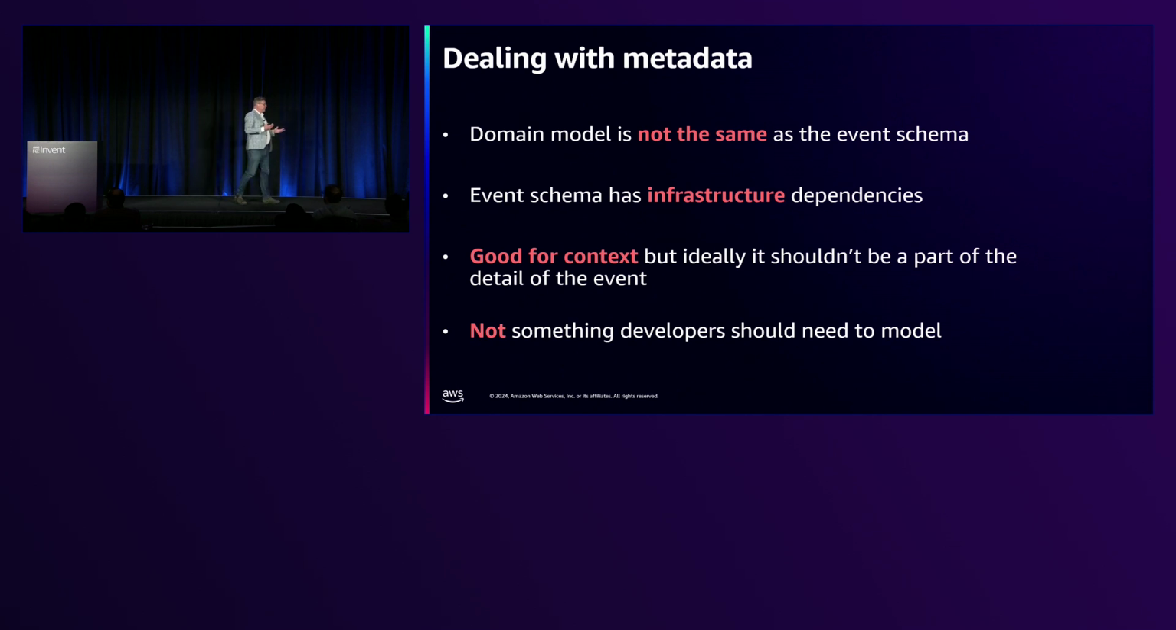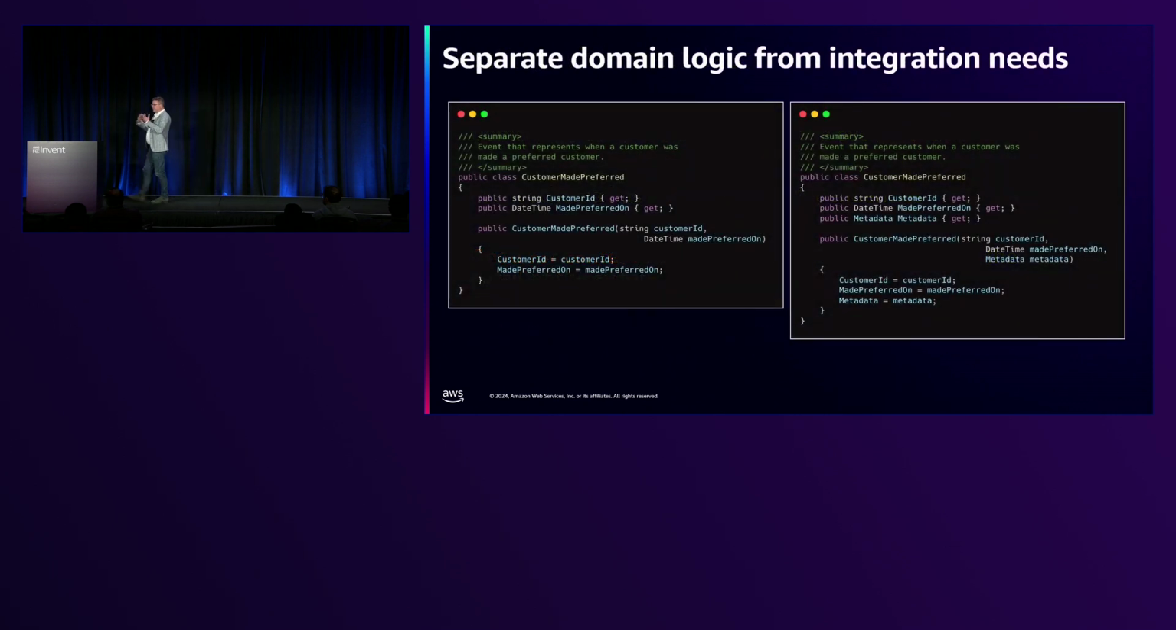Also, application developers shouldn't need to know how to deal with metadata. Right? Metadata is an infrastructure-level specific consideration. The libraries that you define should take care of this stuff, right? And I could argue that metadata is actually really good from a context perspective, but where we're currently telling customers to put it is probably arguably not in the right place. Because the event data should uniquely represent the domain event that we're modeling in our systems.